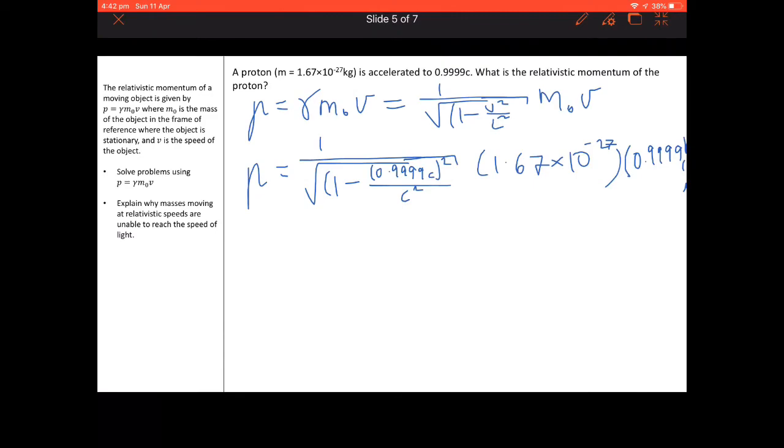And then if you were to type all of this into your calculator, you would end up with 3.54 times 10 to the negative 17 kilogram meters per second. So that's how you'd find the relativistic momentum of this proton.